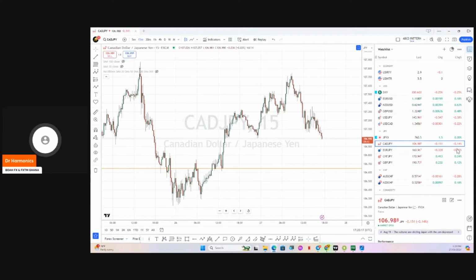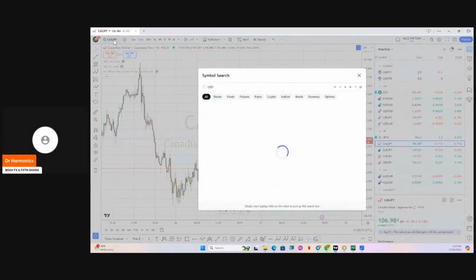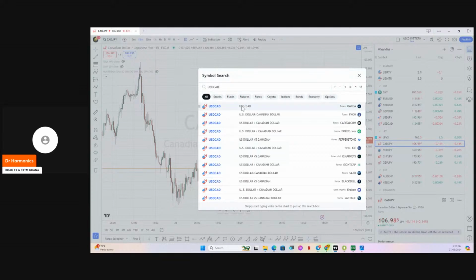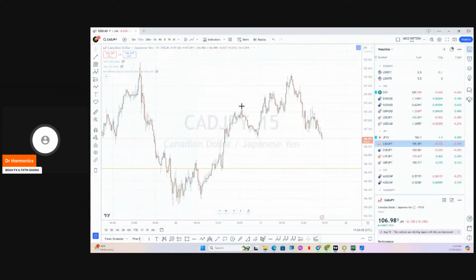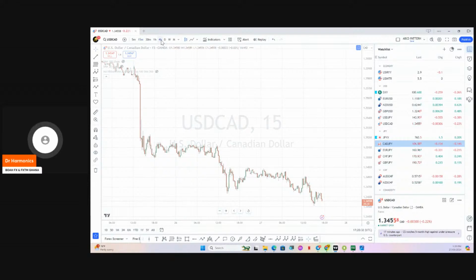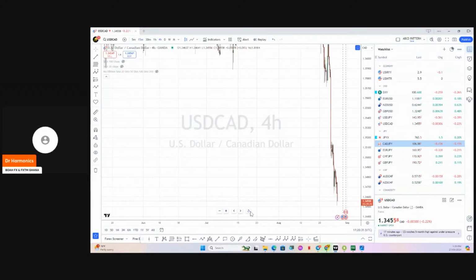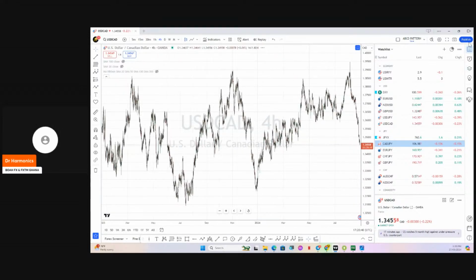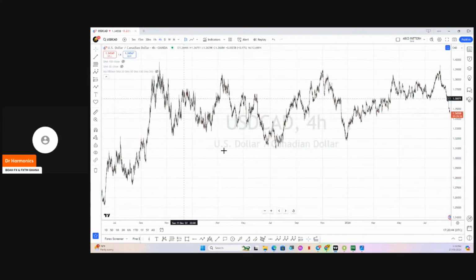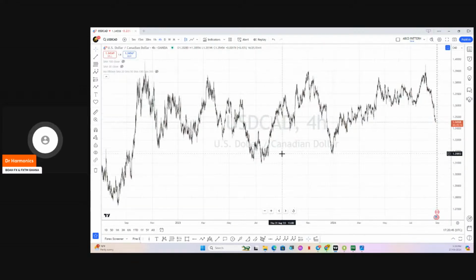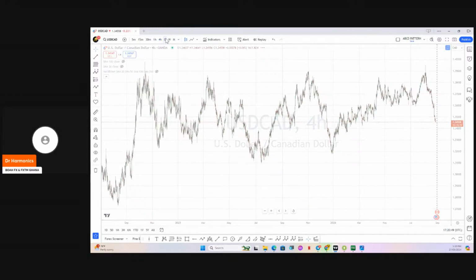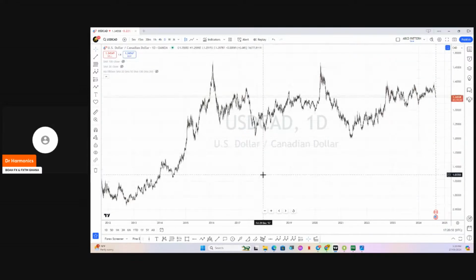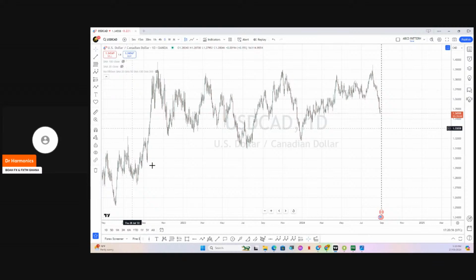USD CAD. Fahim says I should look at USD CAD. Ah, so we are expecting more sales for USD CAD. This is crazy. I sent USD CAD some time ago in the Telegram group. Let me see.